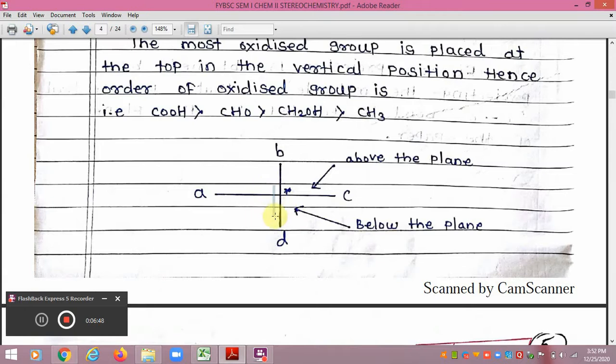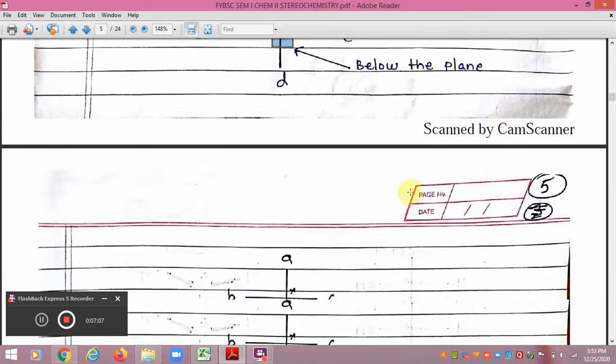Particularly, suppose in this case there is only one asymmetric carbon. That's why this is shown for a molecule containing one asymmetric carbon. Then this asymmetric carbon is in the plane. Vertical lines indicate groups present below the plane, and horizontal lines indicate groups present above the plane. So this is a simple way.